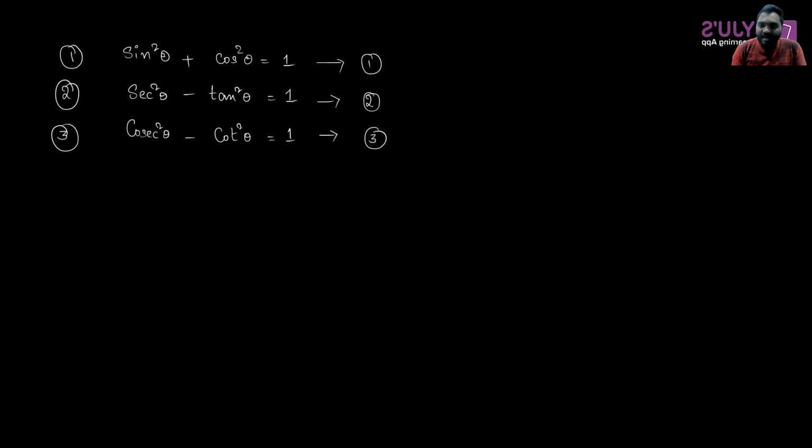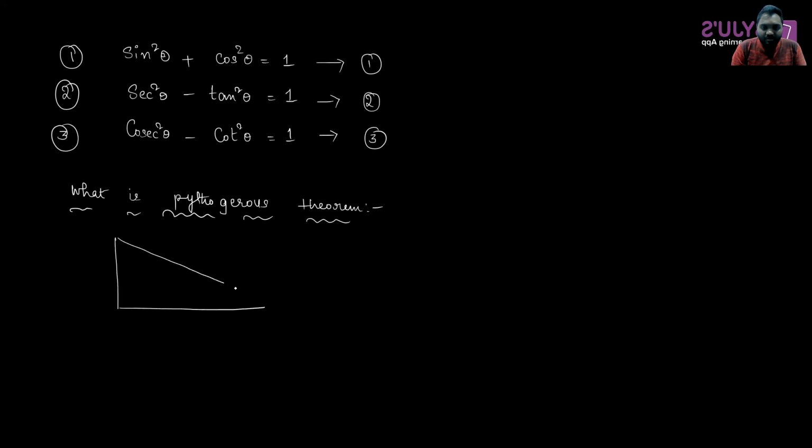Now let us see how these trigonometric identities have been derived. Basically these trigonometric identities have been derived from the Pythagoras theorem. So what is Pythagoras theorem? The Pythagoras theorem is a relation between the sides of a right angle triangle, involving the hypotenuse side.